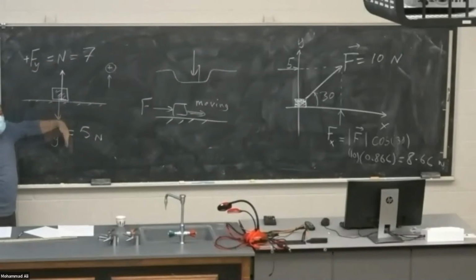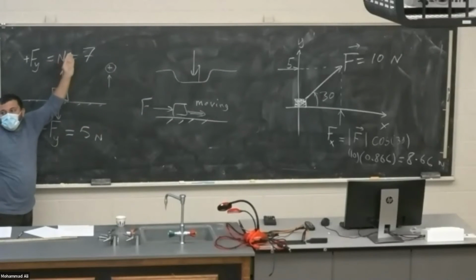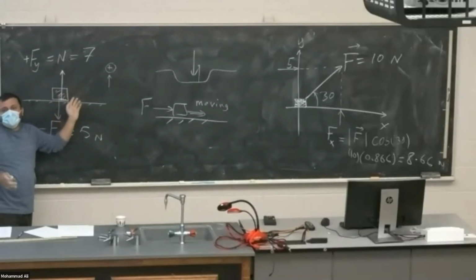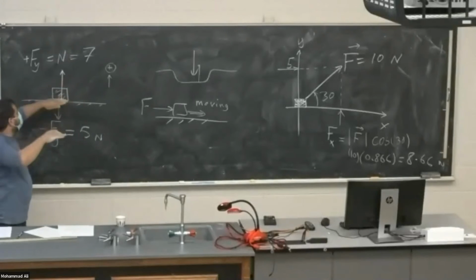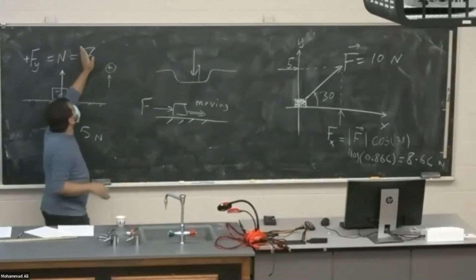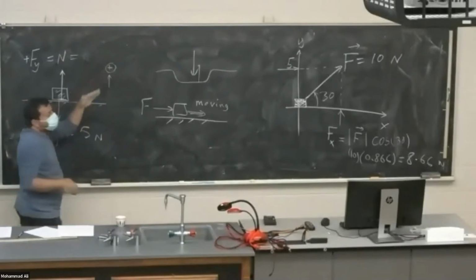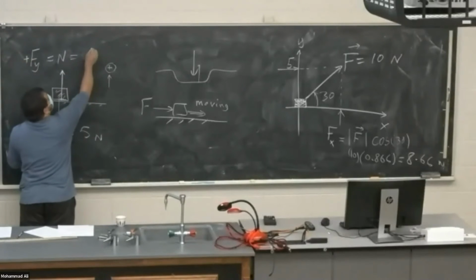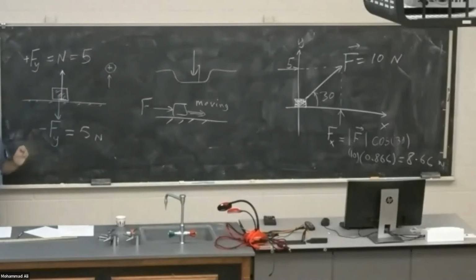What if this force is 7? 5 down, 7 up, what will happen to this object? It will start moving, it will start flying. Okay, but it is not flying. So how much is the force? It is not below, it is not bigger, it is the same. The reaction force will be the same.